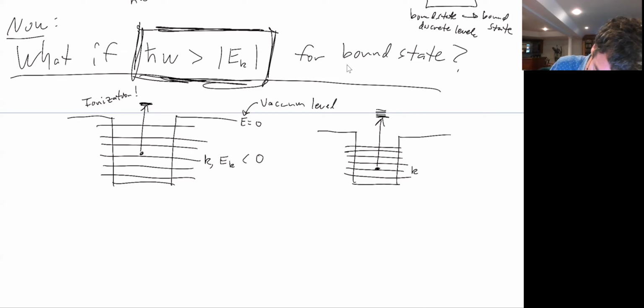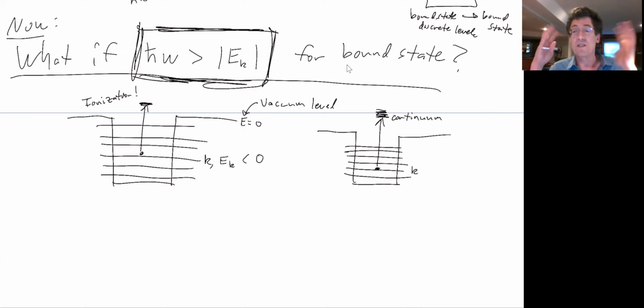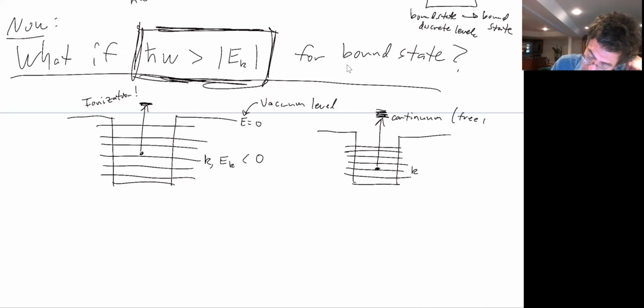So there's continuum states, because there's no discretization in the vacuum. There's no quantization because there's nothing to hold us in. And so as you know, we have free particles, because for free particles, you have a continuum. Free particles, I'm free. But we're starting with a bound state.